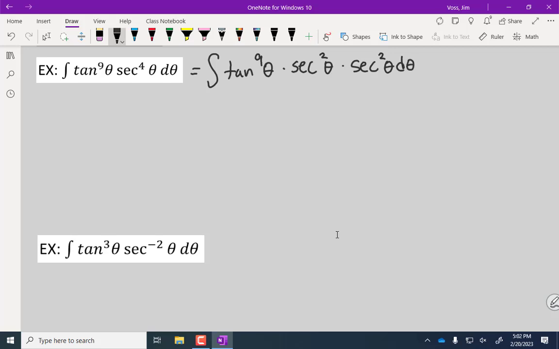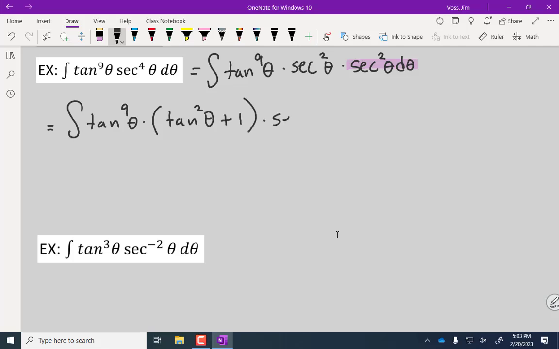So secant is to an even power. We're going to pull off 2 for the differential, with the understanding that if we let u be tangent, the derivative of tangent is now presented right over there. So now we have to convert our leftovers. We have tan to the 9, and the leftover secant squared is tan squared plus 1 of theta. We're using thetas now, not x's.